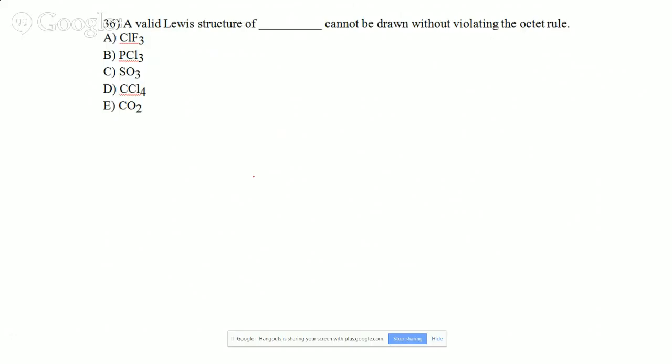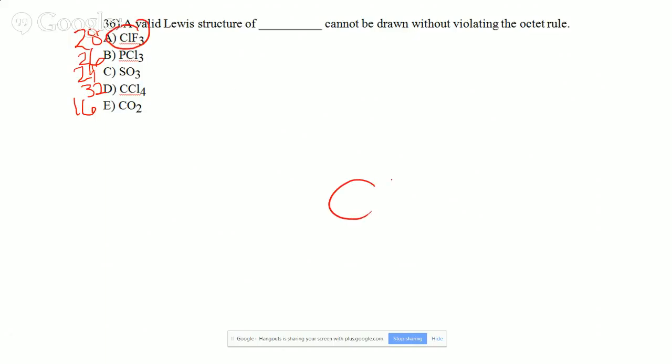36. A valid Lewis structure of blank cannot be drawn without violating the octet rule. Same but different problem, right? So the first step is always to figure out the number of valence electrons. We got 28, 26, 24, 32, and 16. All right. I'm just going to draw the correct answer. So it's going to be choice A.